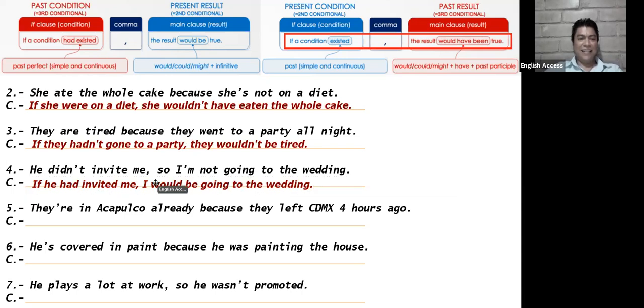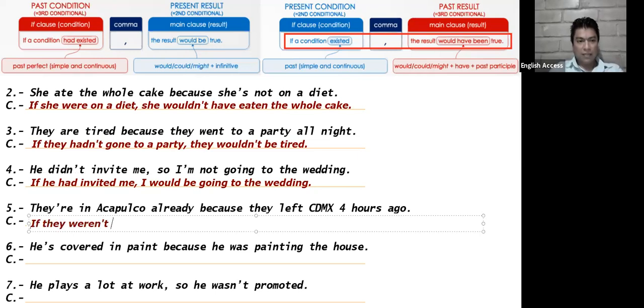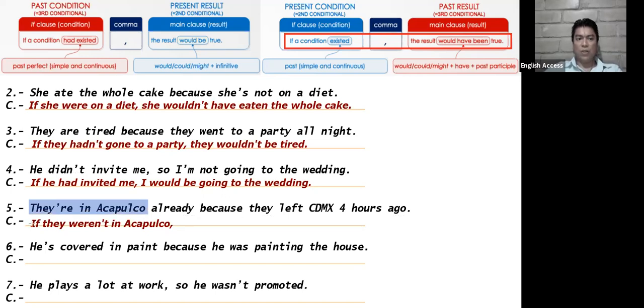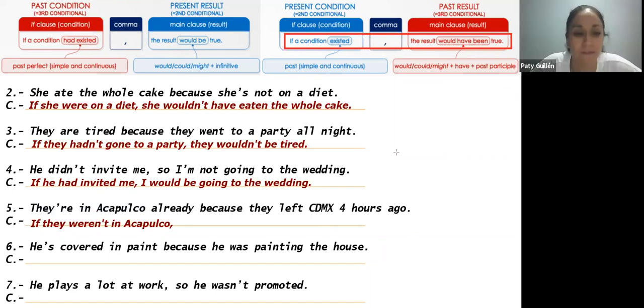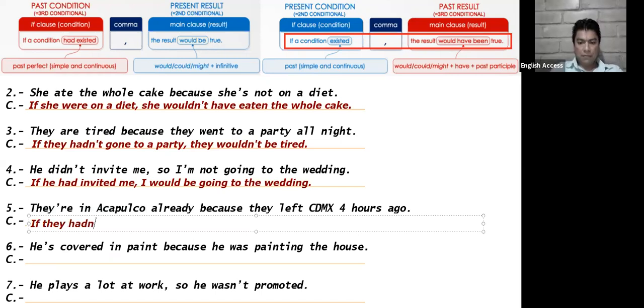Okay, there it is. Let's go for number five. Michelle, can you help us with number five? If they were in Acapulco. If they weren't in Acapulco. So once again, you have to check your cause and effect. So this is the cause because you used it with if. If they hadn't left. Yes, they are inverted. So once again, if they hadn't left.